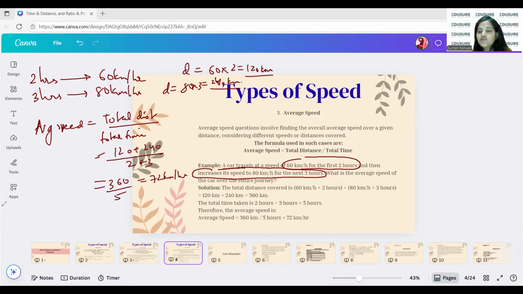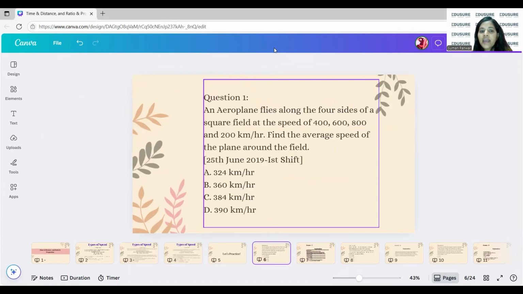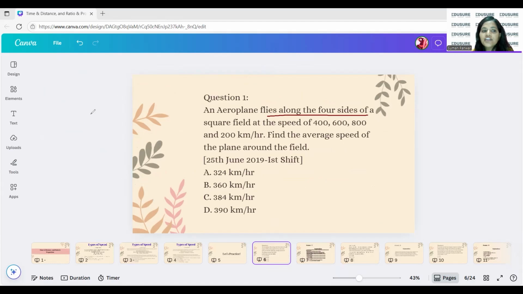Okay, so we have 3 types of speed: constant speed, relative speed, and average speed. So let's look at some questions now. Question number 1. An aeroplane flies along 4 sides of a square field. So we have a square field A, B, C, D. Square field means all the sides are equal. At the speed of 400, 600, 800, and 200 kilometers per hour.